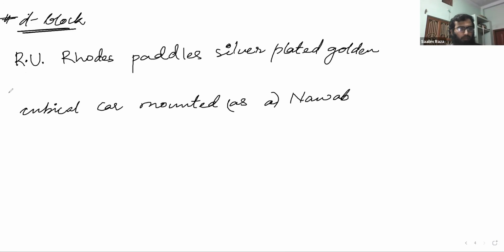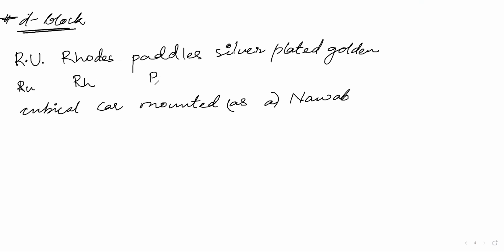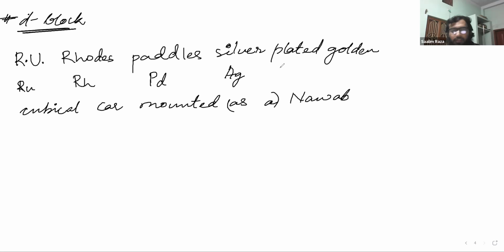So now we come to what are these elements. This is Ru, simple enough. This is rhodium, which is Rh. Paddles will be for palladium, Pd. Silver is for silver. What do we call silver? Not Au, Ag. Yes. Plated is for platinum.